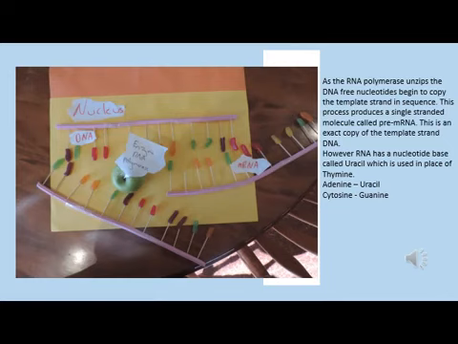When this happens, free nucleotides begin to copy the template strand in sequence. This process produces a single-stranded molecule called pre-mRNA. This is an exact copy of the template strand of DNA. However, RNA has a nucleotide base called uracil, which is used in place of thymine. Therefore, the base pairs are adenine, uracil, cytosine, and guanine.